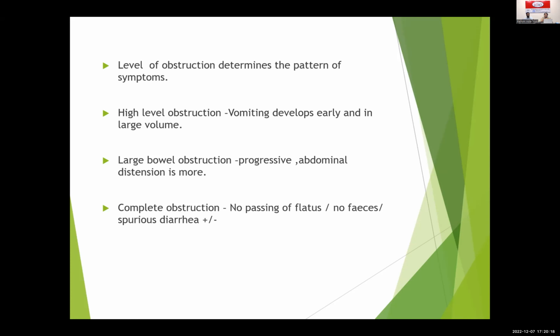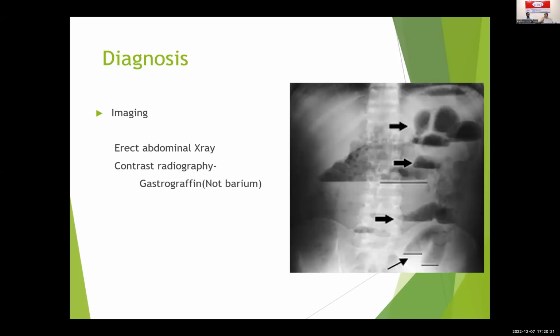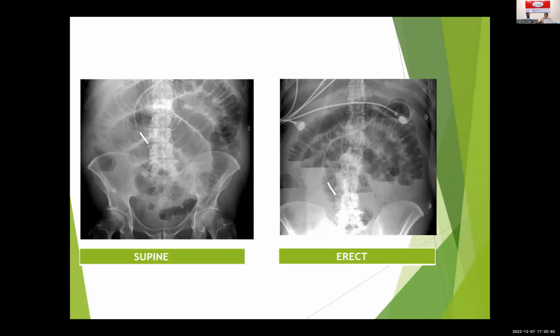Sripriya, next slide. So here, as many of you said, even X-rays can help. If you are able to take an X-ray, you can see multiple air fluid levels. You can even do a contrast radiography if it is available, with gastrografin. Next slide. This is an X-ray which was taken in supine position, and the next one was taken in erect position, where you can definitely see the air fluid levels.